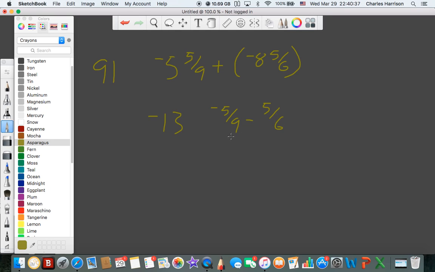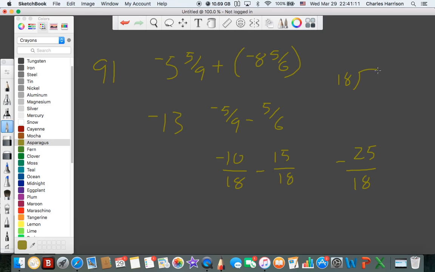Well, the common denominator here is, in this case, let's see here, 9 goes into 18. So we take this and we times this by 2, top and bottom, that turns into a negative 10 over 18. And we can times this by 3, so this turns into 15 over 18, top and bottom. 6 times 3 is 18. All right, and so then that turns into a negative 25 over 18, which is an improper fraction, so we need to change that.